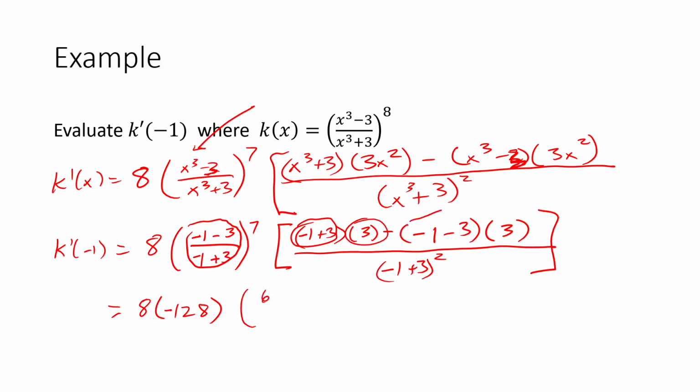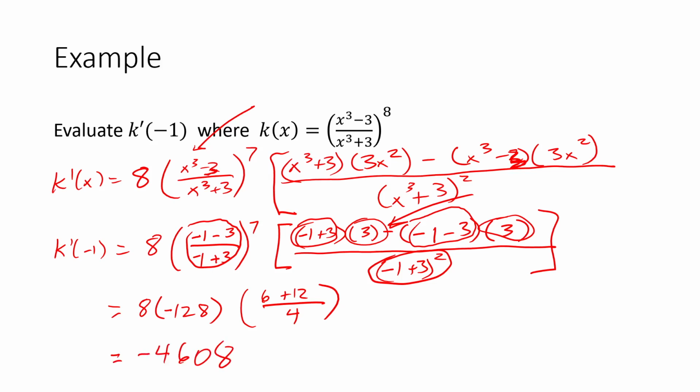We've got -1 minus 3, which is -4. -4 times 3 is -12, but we have that subtraction there, so we're really adding it. Downstairs, -1 plus 3 is 2. We're squaring 2, so we're getting 4. So that fraction is 18 over 4, or in other words, 9 over 2. So we have 8 times -128 times 9 over 2, which is equal to -4,608.